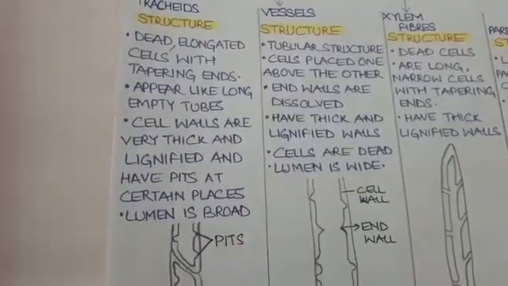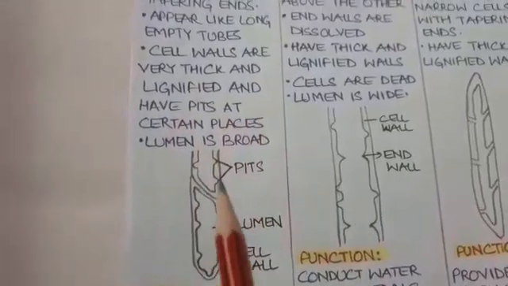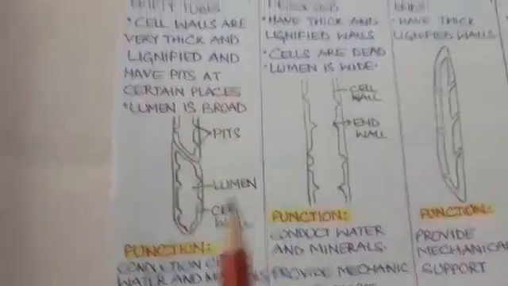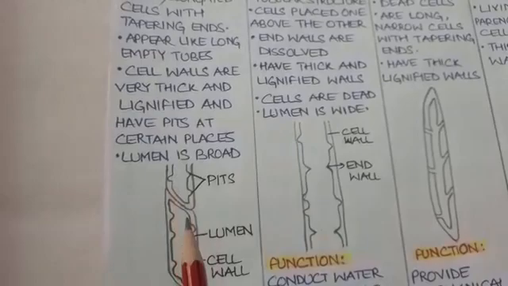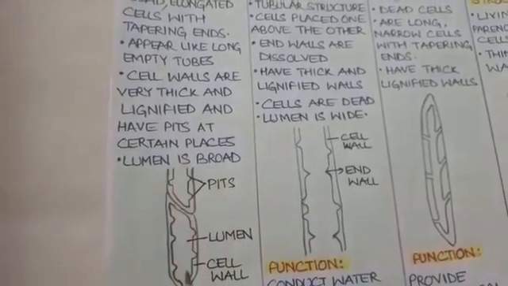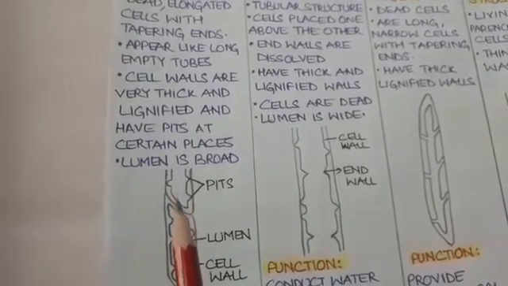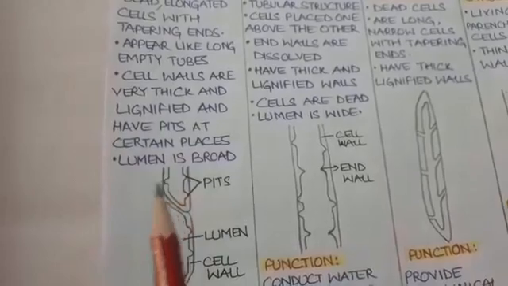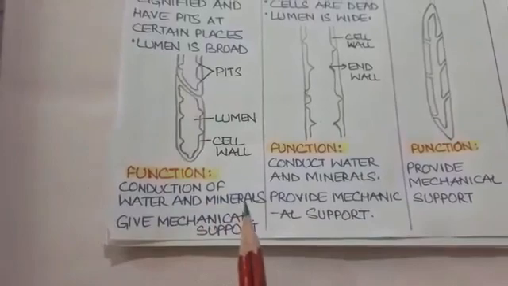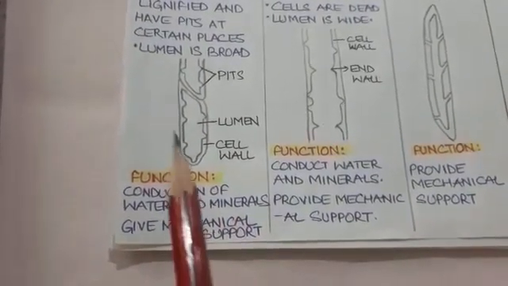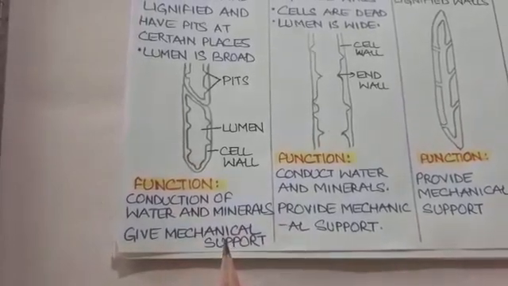The cell walls are thick and lignified. Lignified means the cell walls have additional deposition of lignin, and these walls at certain places have pits. And the lumen, that is the internal hollow space of tracheids, is broad so that easily the water can be conducted. The main function of tracheids is conduction of water and minerals. Along with this, since these are dead cells, they also give mechanical support to the plant.